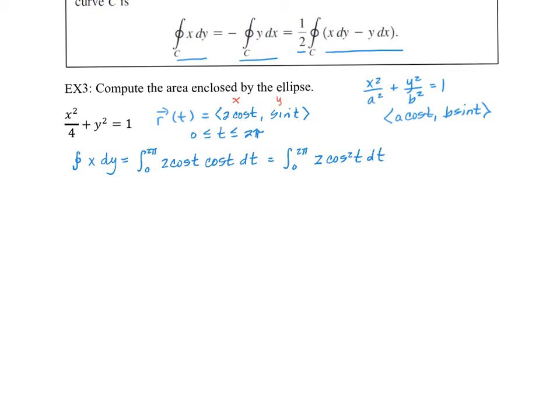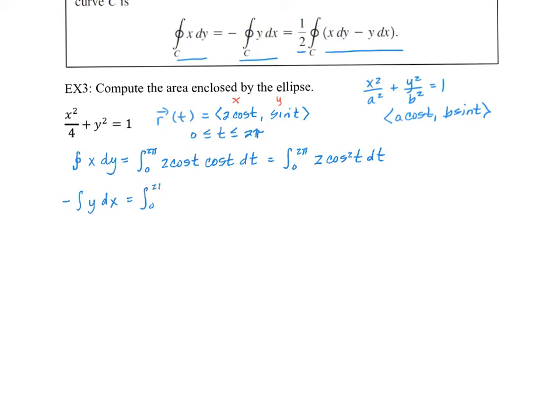So at this point I have a cosine squared. I can maybe use a trig identity to reduce the power of 2, the square. But I'm going to stop. I'm not going to finish computing. I'm going to try that second form, the negative integral of y dx. Maybe that'll give me something easier.